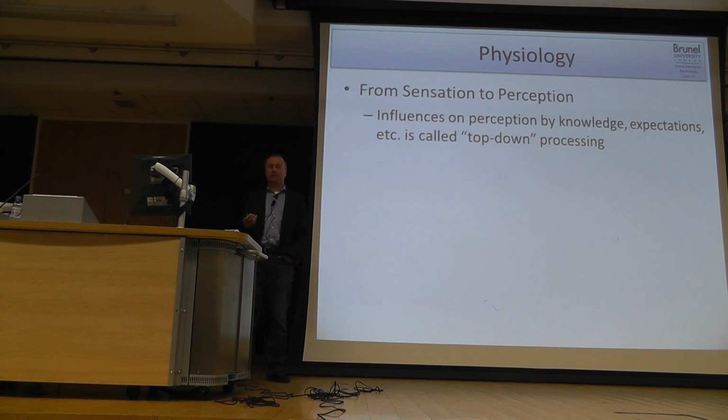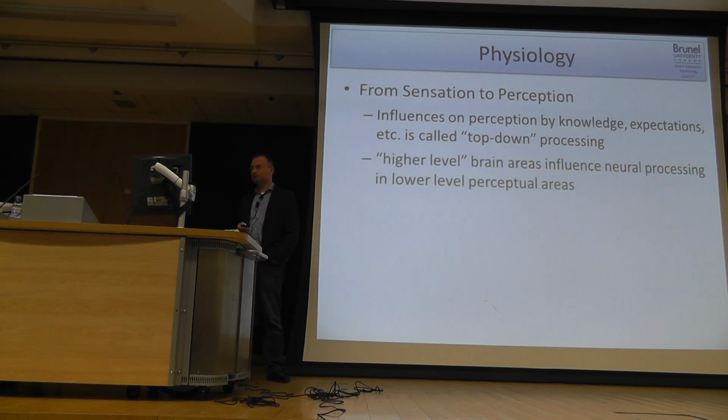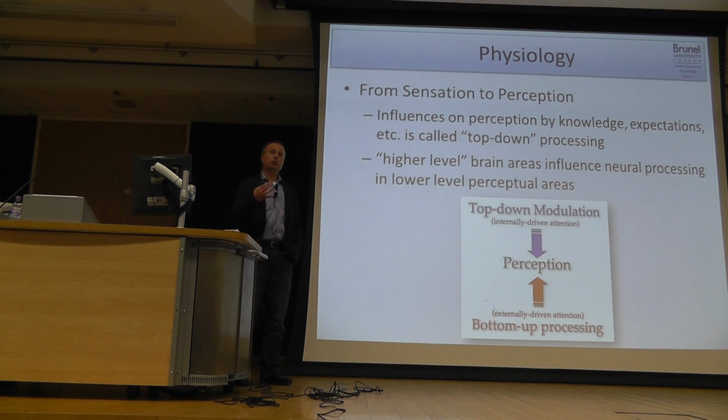So as I said, this is called top-down processing. In neurological terms, it's higher-level brain areas like the prefrontal cortex or superior parietal cortex, which influence the neural processing in lower areas. So there's feedback. The more complete picture of how perception works is that it's affected by both bottom-up, the information coming from the sensors, and by top-down modulation. And this is an interactive process.